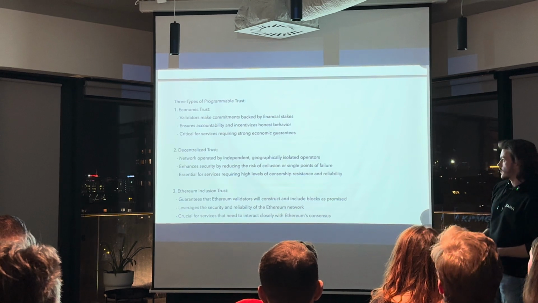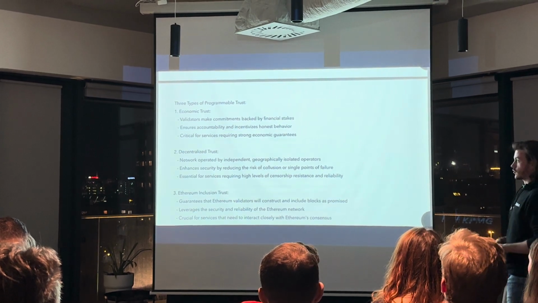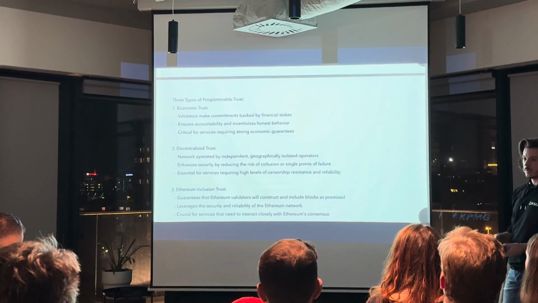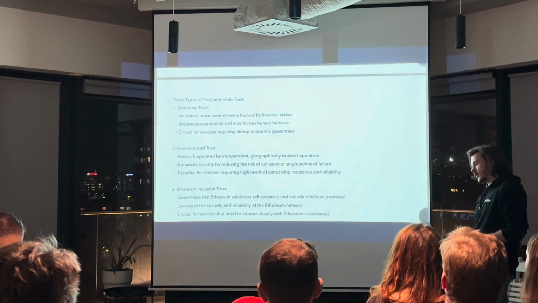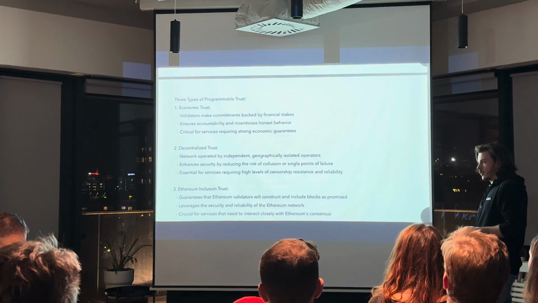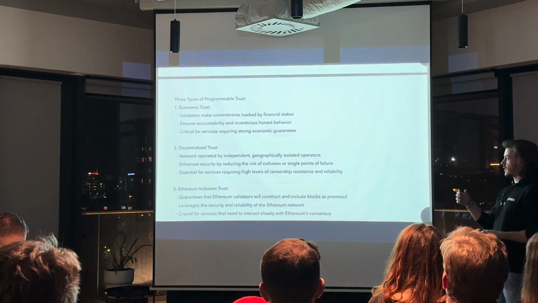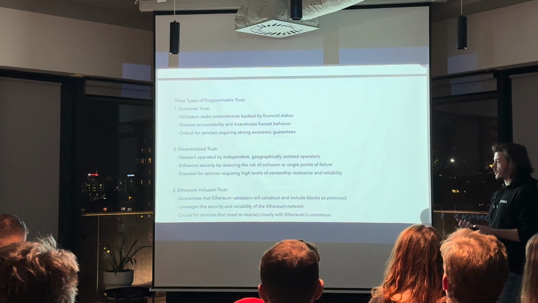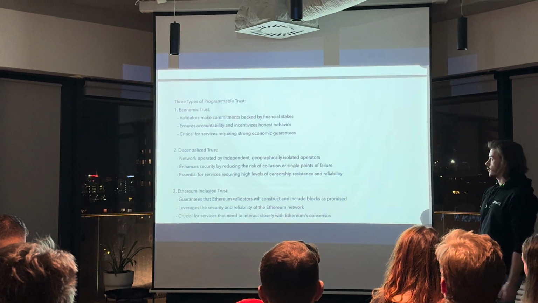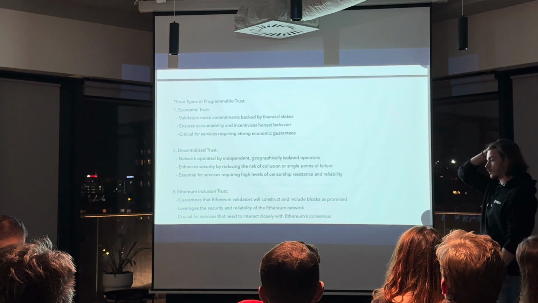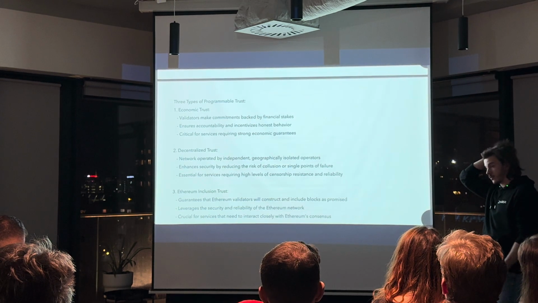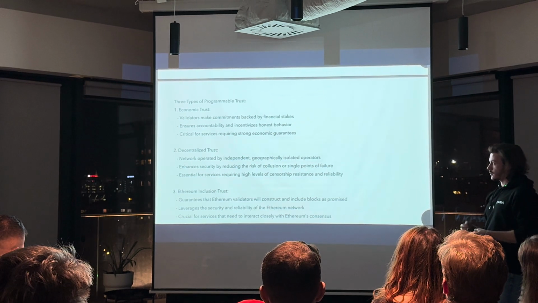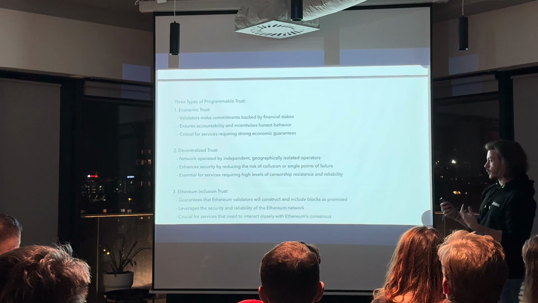The first is economic trust. So the validators make commitments backed by financial stakes, and that is the most common one we encounter today. It ensures accountability and incentivizes honest behavior, because in the case of proven or verified malicious behavior, the staker, or the restaker in this case, will be slashed for their collateral, which disincentivizes this behavior. So it is critical for services requiring strong economic guarantees. That would be something like oracles or bridges, where other financial or non-financial applications depend on it, so where they're not self-confined.